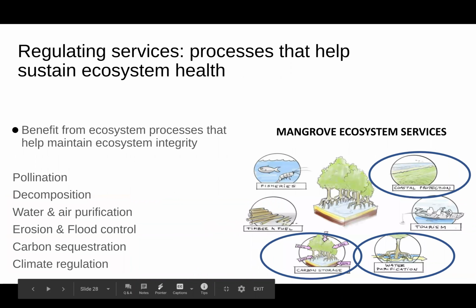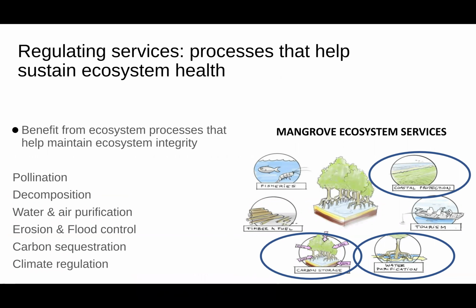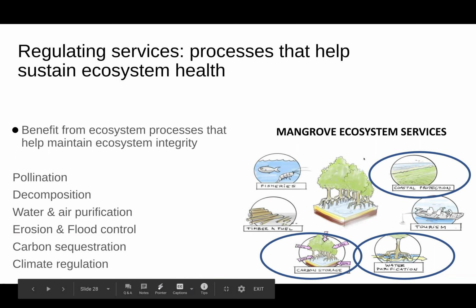Next up is regulating services. So these essentially help ecosystems stay healthy. And the idea being is with these present, ecosystems help maintain their integrity, help maintain their function. And these include things like pollination, decomposition, purification of water and air, flood control, erosion control, sequestration of carbon, as well as the regulation of climate. So these all help keep ecosystems healthy.